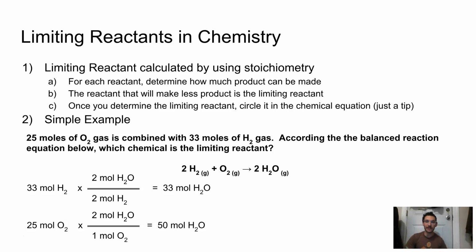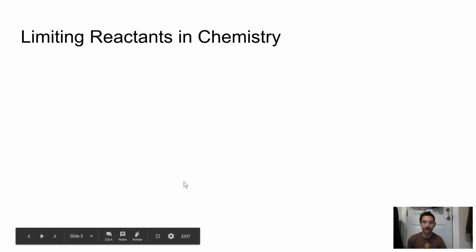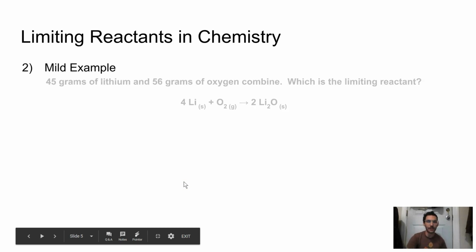So which one of these is the limiting reactant? Think about that for a second. Great. Well, if we check, hydrogen is going to make less of the product. Whichever reactant makes less product is limiting. Therefore, hydrogen is our limiting reactant. So I'm going to circle that dude and say the most water we could make combining these two is 33 moles. Neat. Let's look at a slightly more spicy example.